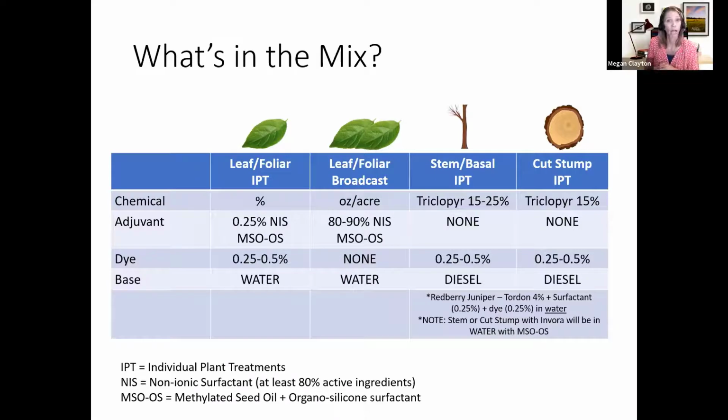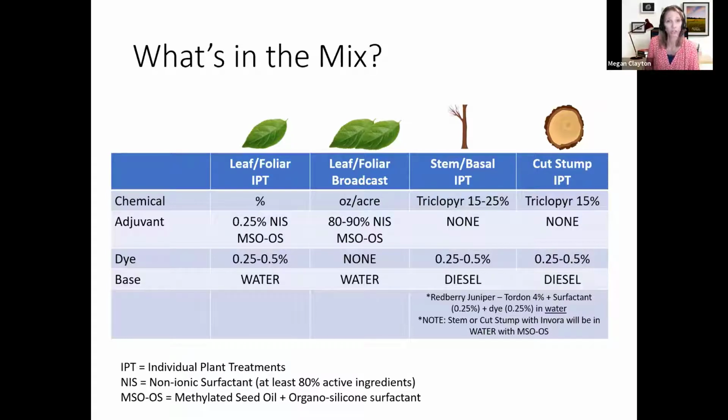You'll also always want to add in an adjuvant. This is typically just 0.25% of a non-ionic surfactant. A surfactant is what cuts that surface tension so those balls of chemical don't bead up on the leaf. It'll become smooth and it'll get more into that leaf so it can be taken down to that bud zone to kill the plant. The NIS or non-ionic surfactant needs to be an 80 to 90% active ingredient. So that's what you're looking for. Otherwise, it does not matter what you purchase for that.